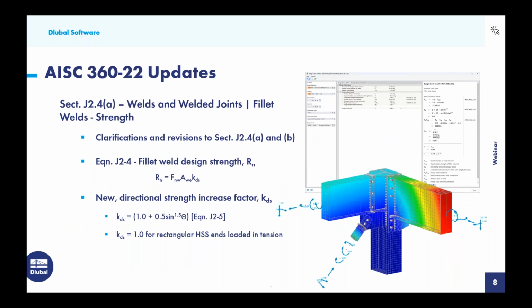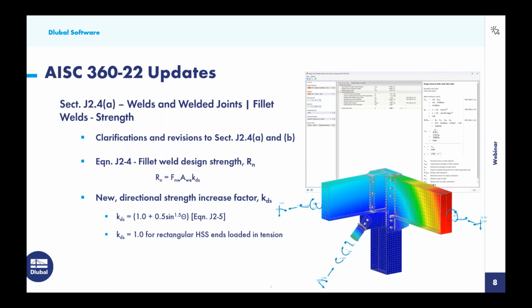So turning now to the AISC 360, the new 2022 updates that are relevant for RFEM only. We're talking specifically about connection design. This list is rather short, just one simple section here to consider. Section J2.4a for welds and welded joints, in particular the fillet weld strength calculations. There were some clarifications and revisions made to section J2.4a and b.